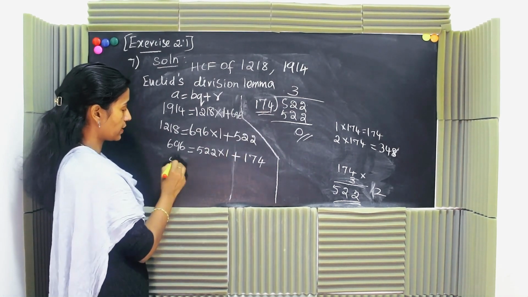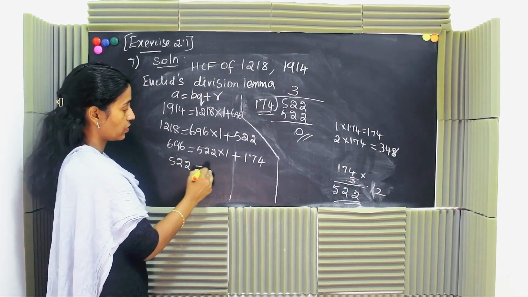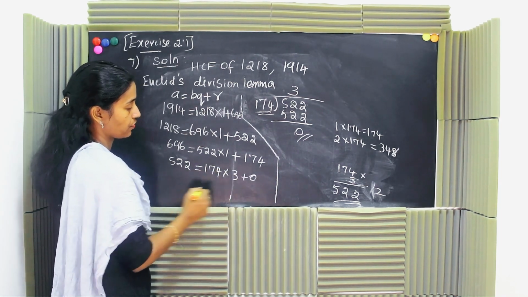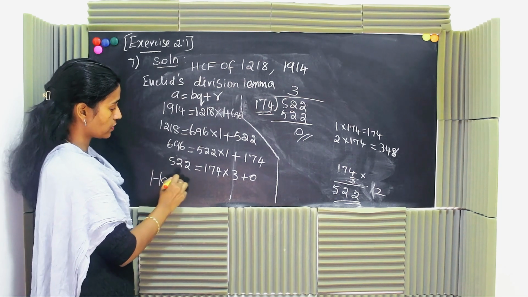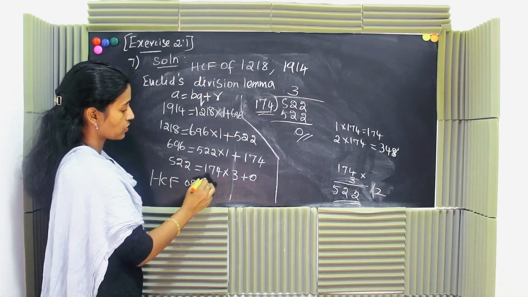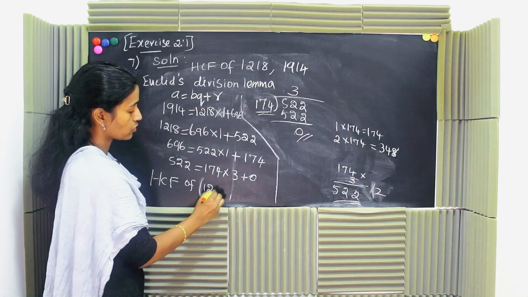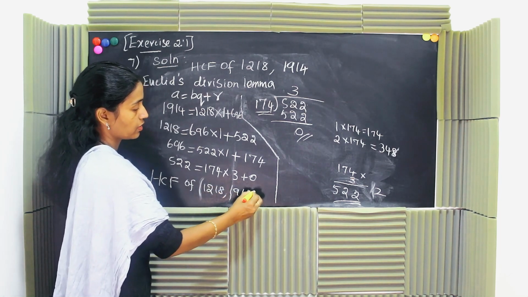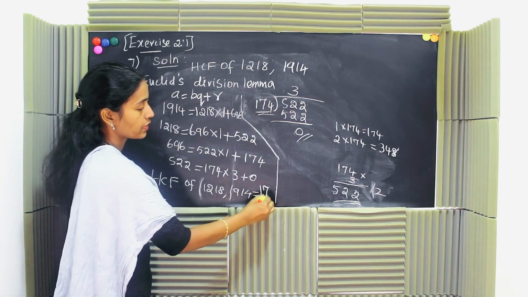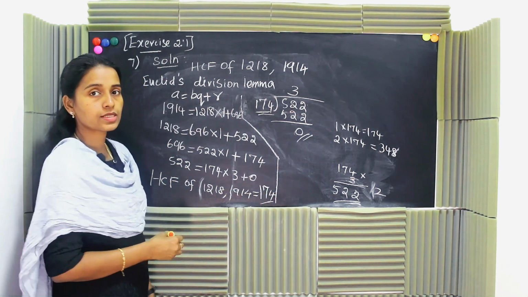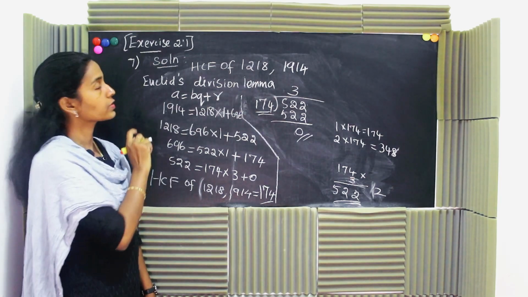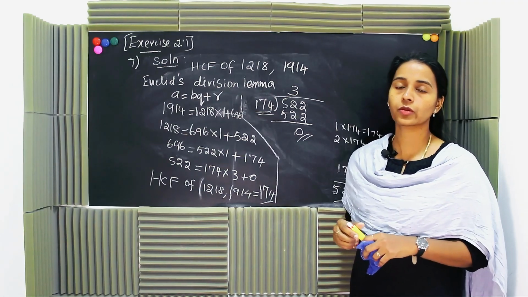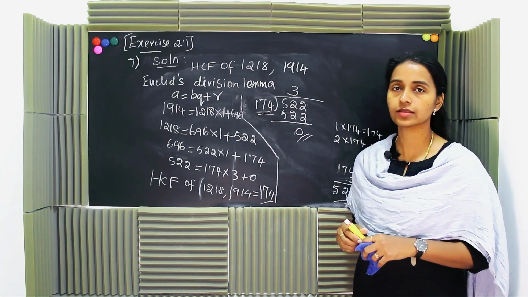If I apply the values over here, I'll get 174 into 3 plus 0. So the HCF of 1218 and 1914 equals 174, right? This is the answer to the 7th problem in exercise 2.1. This is all about the 7th problem in exercise 2.1.